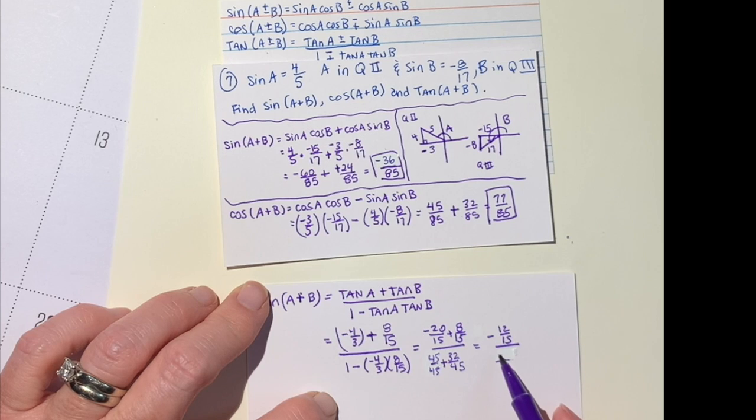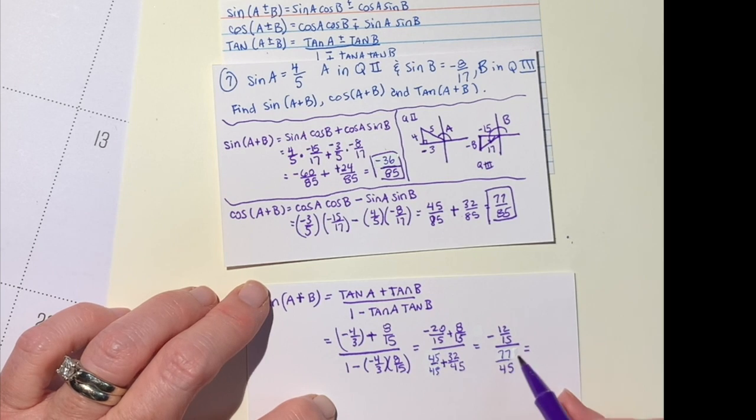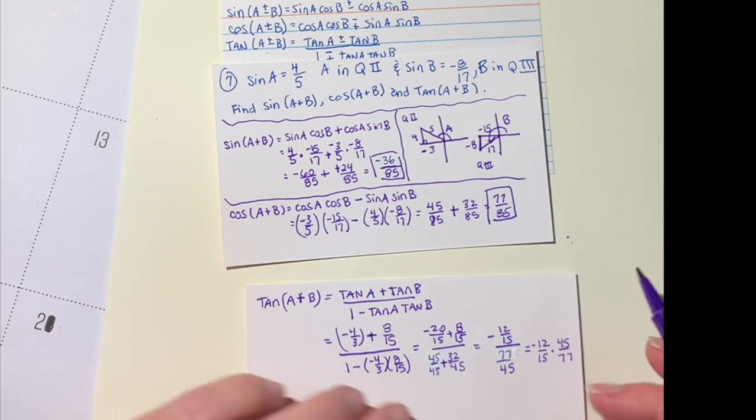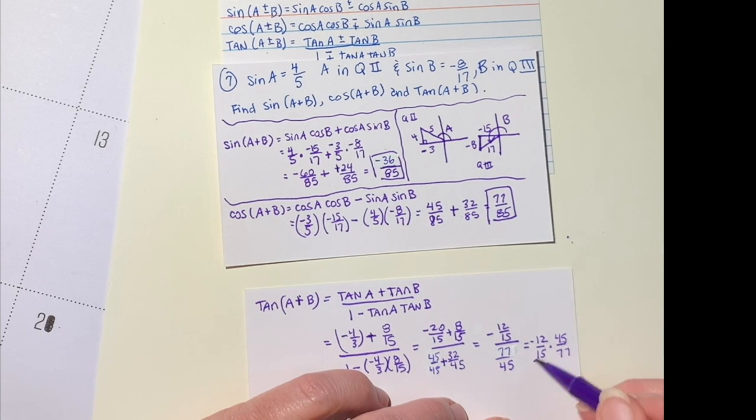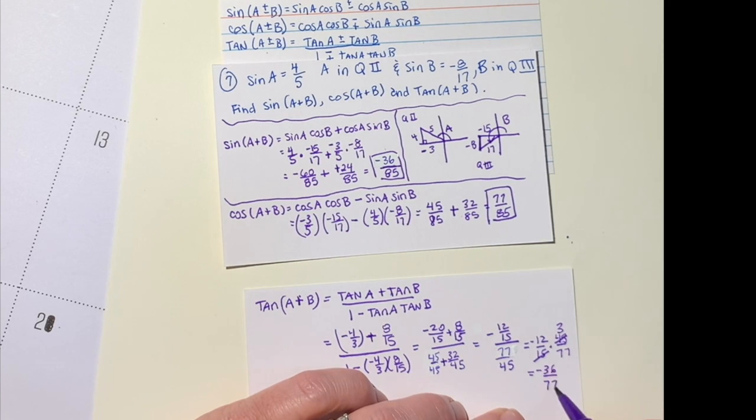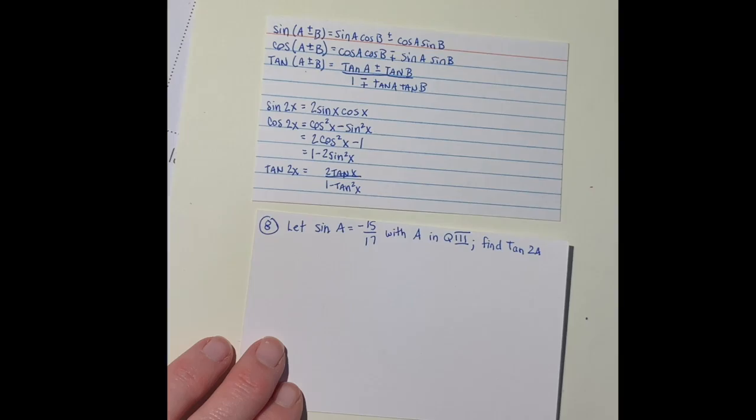45 plus 32 is 77 over 45, and then you're going to just multiply by the reciprocal, so negative 12 over 15 times 45 over 77. I could do a little reducing here. The 15 divides out 45, it leaves 3. End up with negative 36 over 77. Done.